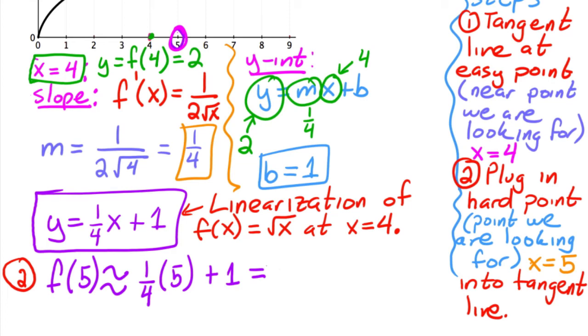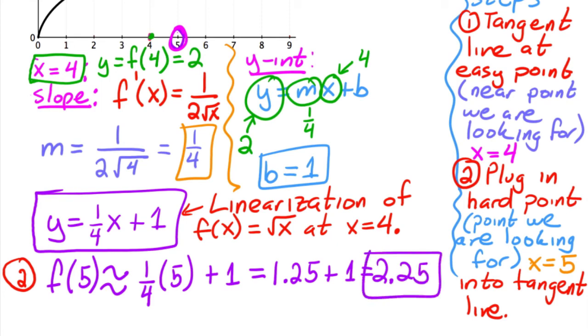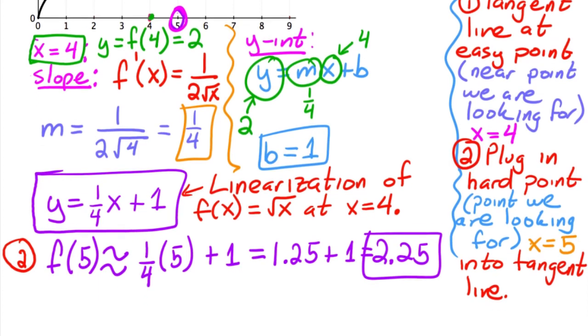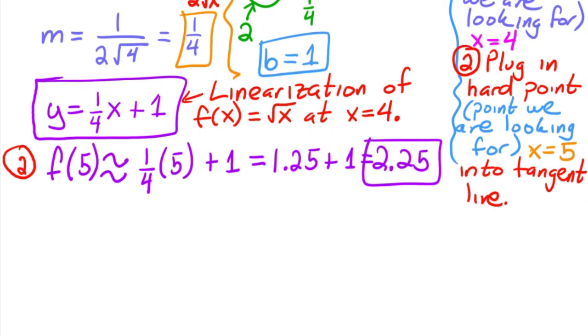Why don't we just turn that into decimals? 5/4 is 1.25 plus 1, which is 2.25. And so that's approximately what it is. Now let's talk a little bit about how far off we are. Let's find the error and the percent error.